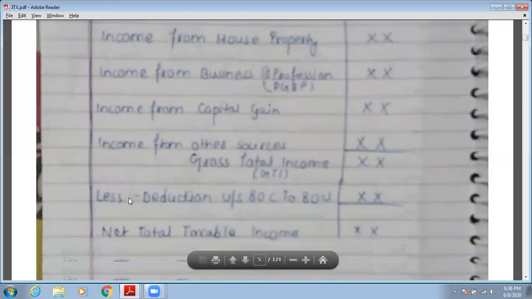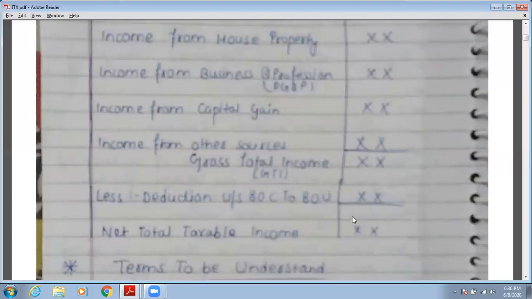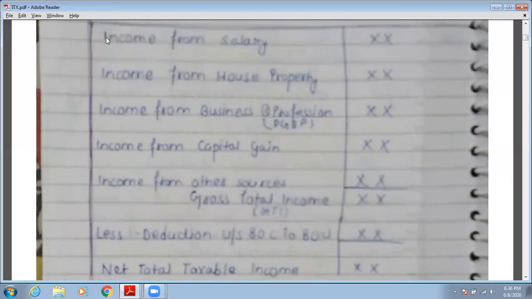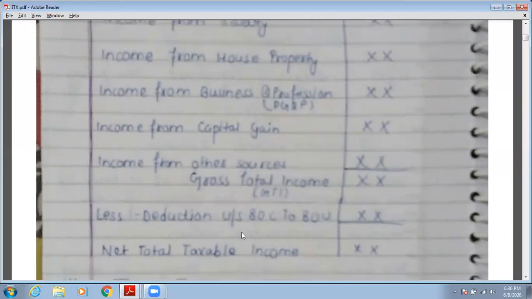Then you will deduct all the deductions under sections 80C to 80U from gross total income, and the resultant amount will be your taxable income. On that income, you have to apply all the tax rates and calculate the tax. So we have already discussed these 5 heads of income, that means we have already discussed how to calculate gross total income. Now in this video, we are going to start these deductions.